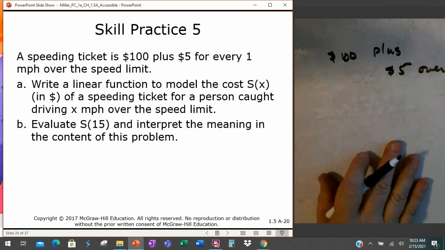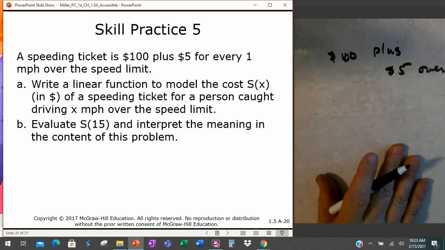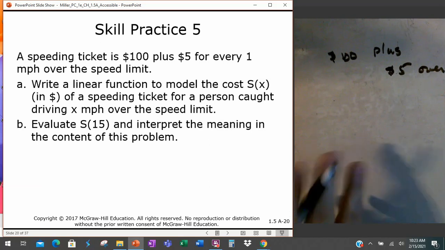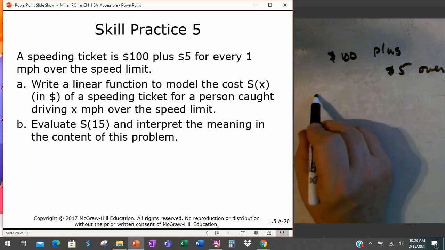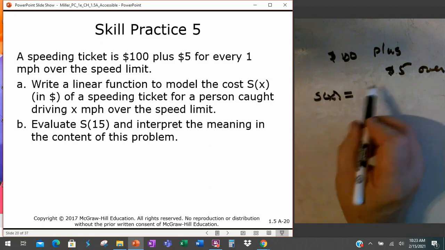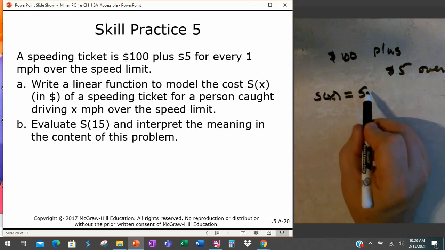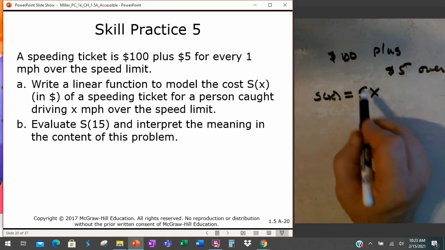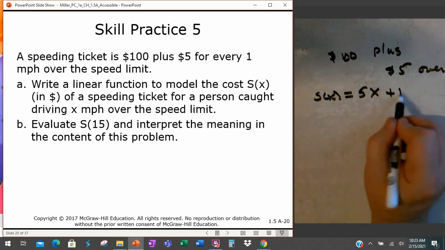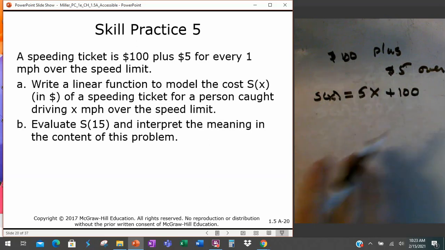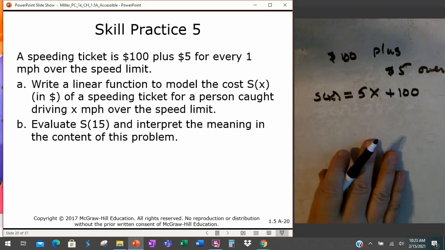Okay. So write a linear function to model the cost S sub x in dollars of a speeding ticket for a person driving X miles an hour over the speed limit. So here it is straightforward. You would just say, well, however many miles an hour you were over, you charge that times the extra $5, and then whatever that base is, the 100. Okay, and then you would go up. So this is the mx plus b.